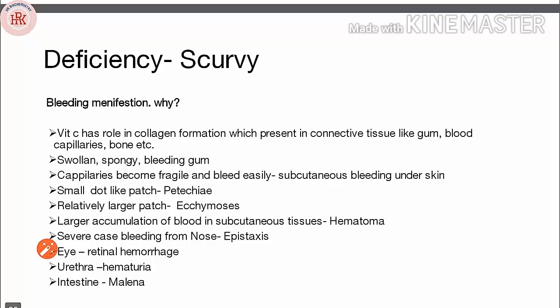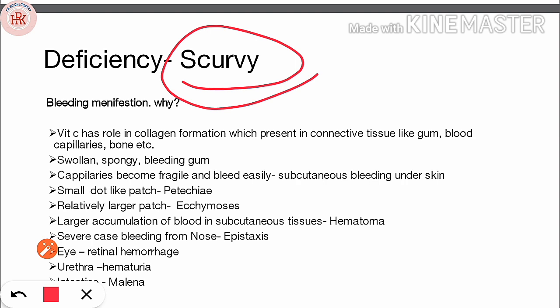Now coming to what happens if there is a deficiency of vitamin C. Deficiency of vitamin C leads to a disease called scurvy. It is a disease of historical origin. Nowadays vitamin C deficiency is very rare. What are the different clinical manifestations of scurvy? The most important clinical manifestation of vitamin C deficiency is bleeding manifestation. Why is there a bleeding manifestation? Because vitamin C has a role in collagen formation, and this collagen is present in gum, blood vessel, bone, etc. So there is a swollen, spongy, bleeding gum. The capillaries also become fragile and bleed easily.